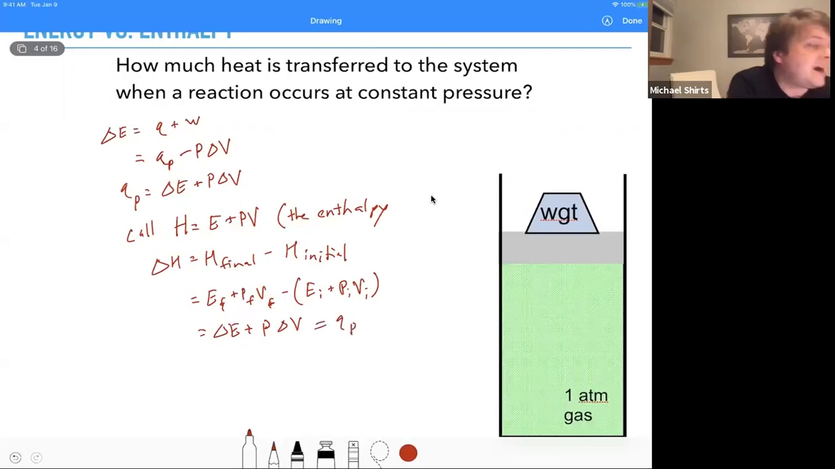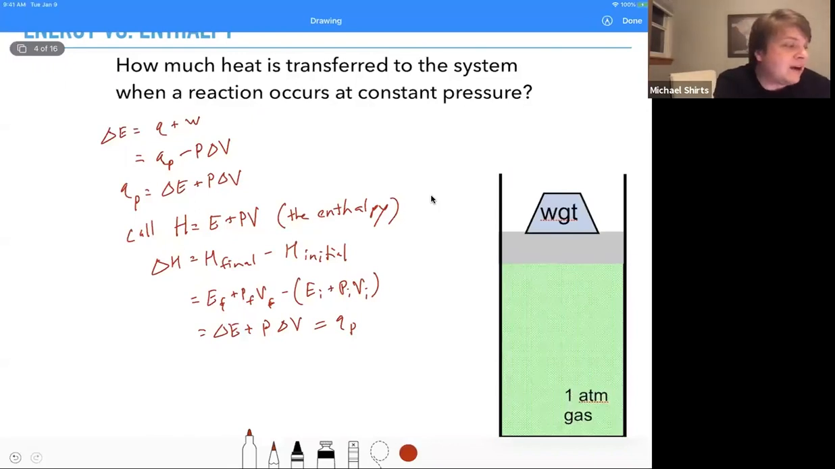So we see that at constant pressure, the heat transferred is actually a state function. Heat in general is not, but if a process happens at constant pressure, then the heat is a state function. Let's give it a special name so we don't get confused about whether it is a state function or not. We'll call it the enthalpy. So E plus PV is the enthalpy. It is a state function.